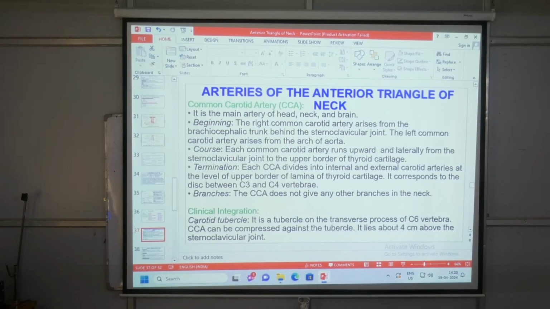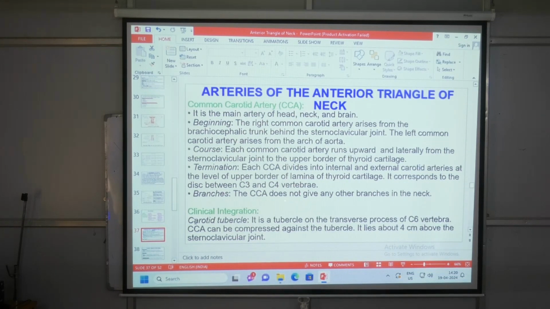Okay. What is the course? Each common carotid artery runs upward and laterally from the sternoclavicular joint to the upper quarter of the thyroid cartilage. How does it terminate? Each common carotid artery divides into internal and external carotid arteries at the level of the upper quarter of the lamina of the thyroid cartilage. This is very important. It corresponds to the disc between C3 and C4 vertebra.